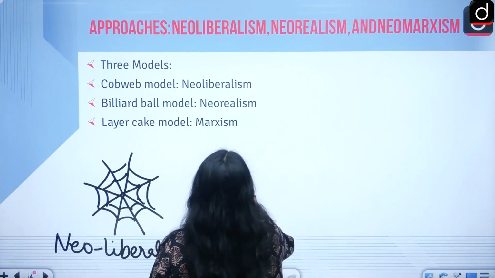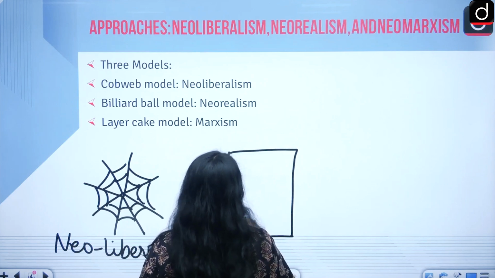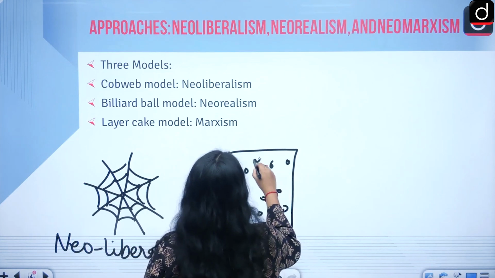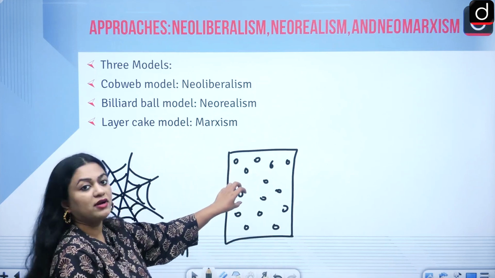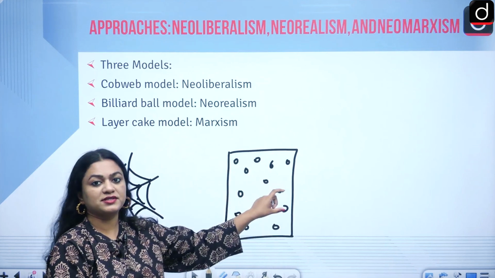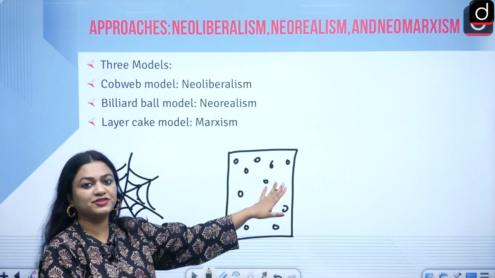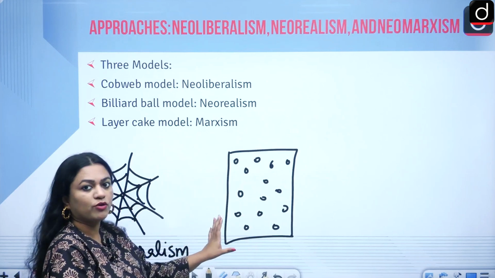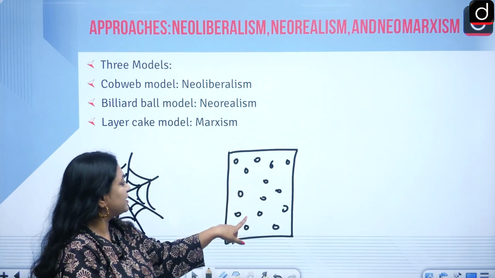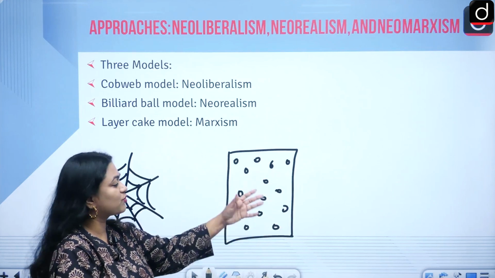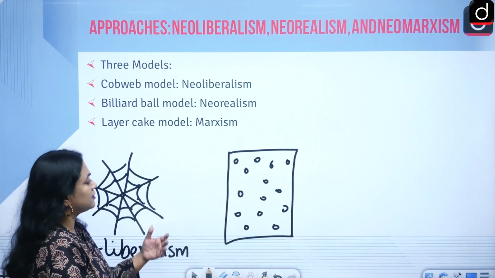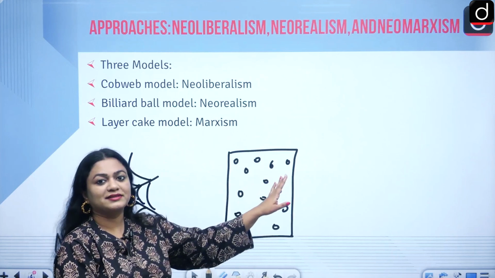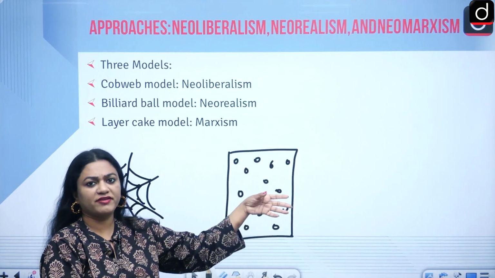Then the billiard ball model. You must have seen a billiard table. Here the ball represents each and every unit in the international system, that is, a state; we are talking about countries or states. The inner core of the ball is very strong, as is the outer core, but all these balls are smashed against each other. It's quite common in international politics that states interact, that's a fact, but they are not interdependent like this. Rather it is a system of survival, self-help and statism.